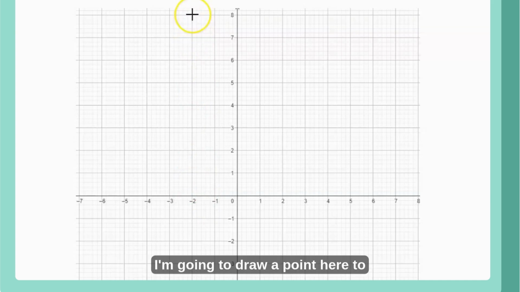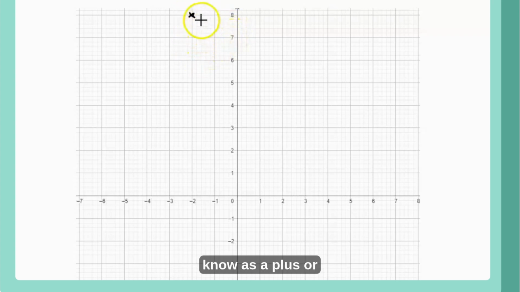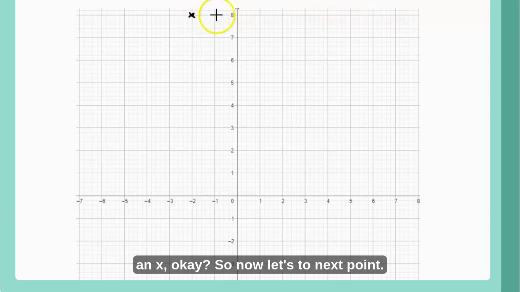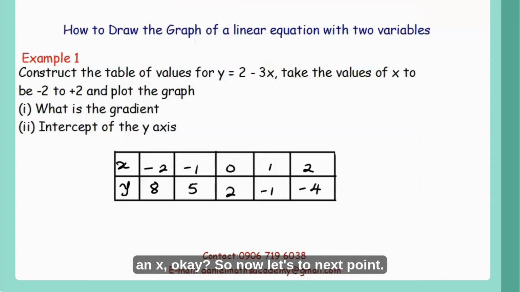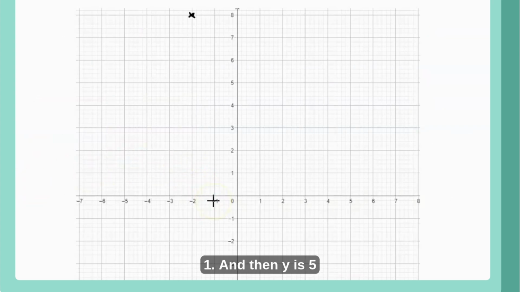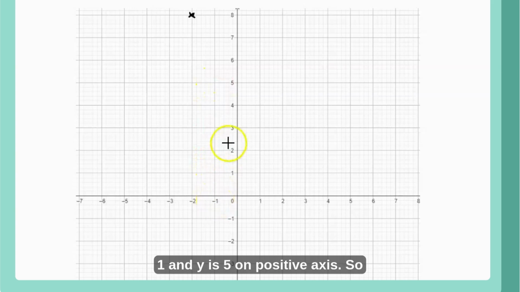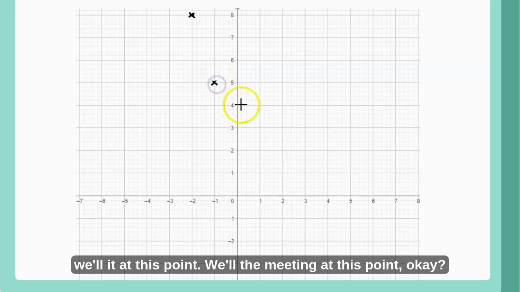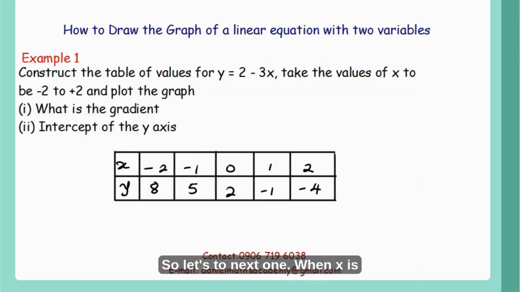I'm going to draw a point here to signify this. You could use an x, or a plus, or whatever you know. Now let's go to the next point. When x is minus 1, y is 5. This is minus 1 on the x-axis, and y is 5 on the positive axis. Both of them meet at this point. Okay, let's go to the next one.